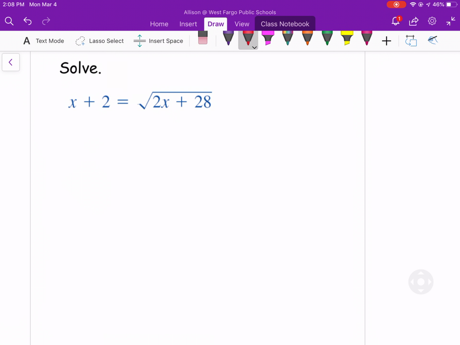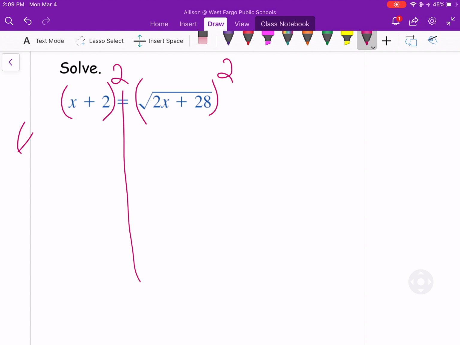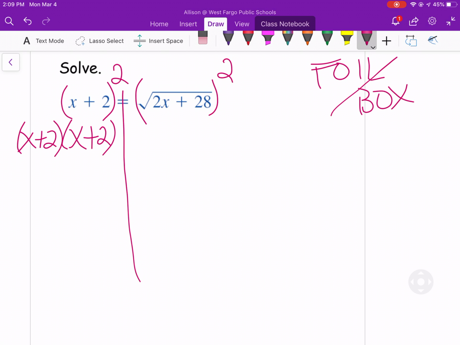Okay, so this one, I have just one square root and I have an expression over here. So to get rid of the square root, I do have to square this, which means I also have to square this. But if you have something like 2 terms, call that a binomial, and it's squared, you have to use FOIL. This is the same thing as x plus 2 times x plus 2. You can use FOIL, or the box method is another method that I've taught in my class previously.